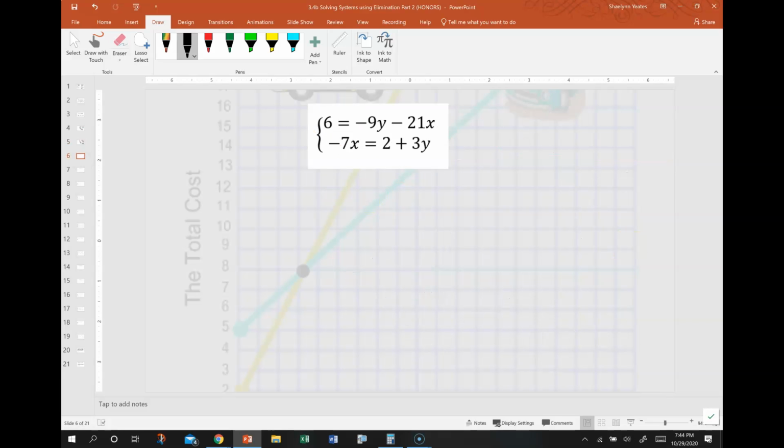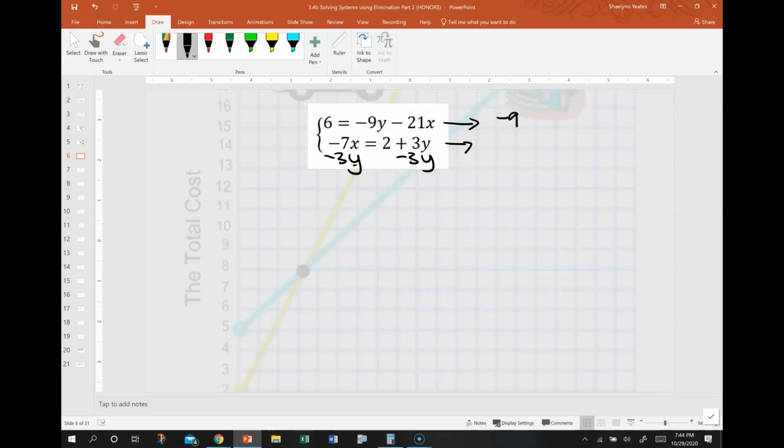All right, this one. Does everything line up correctly? No. No, it does not. So we need to make everything line up. I want my x's and y's on the left, so I'm going to subtract 3y on this equation. And I'm going to move my x's and y's on the left on this one.